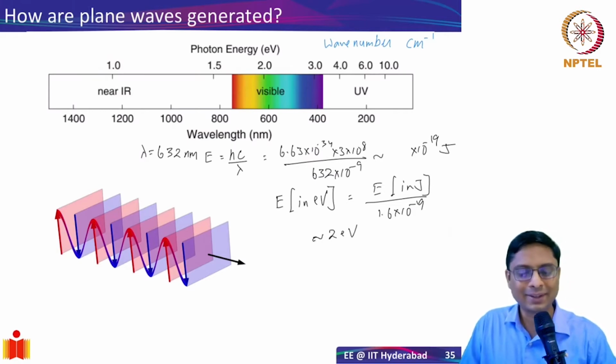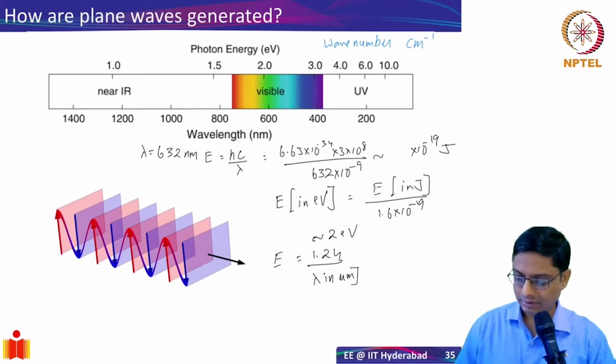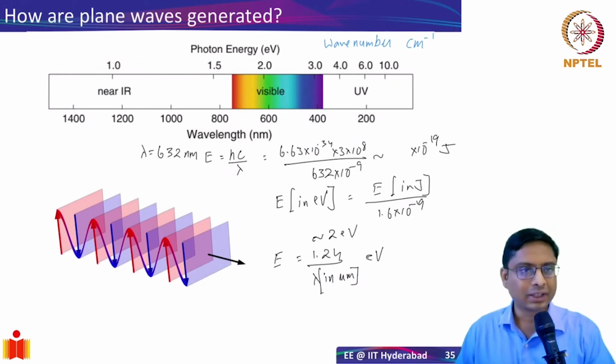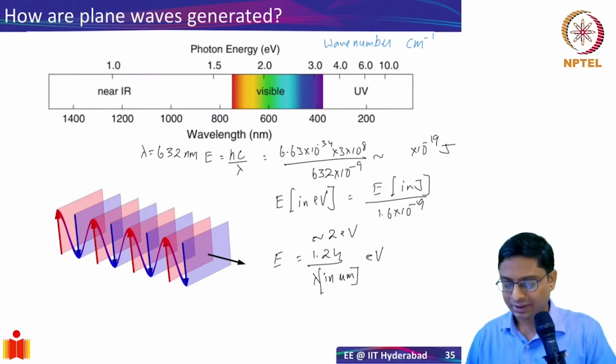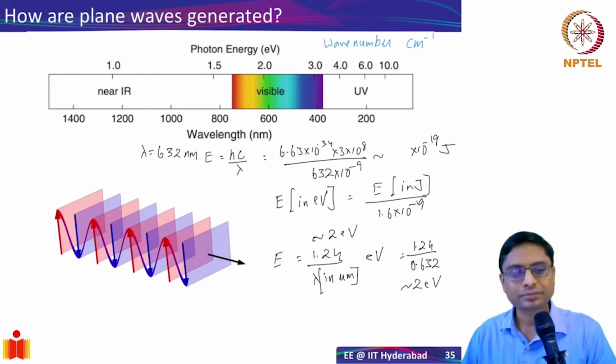Okay. The reason I know this is there is a very simple formula that we all remember usually. This is 1.24 divided by lambda in micrometers. So if you want energy in eV, take the wavelength in micrometers and divide 1.24 by that wavelength. In this case, this would turn out to be 1.24 divided by 0.632 microns, and that will be roughly about 2 eV.